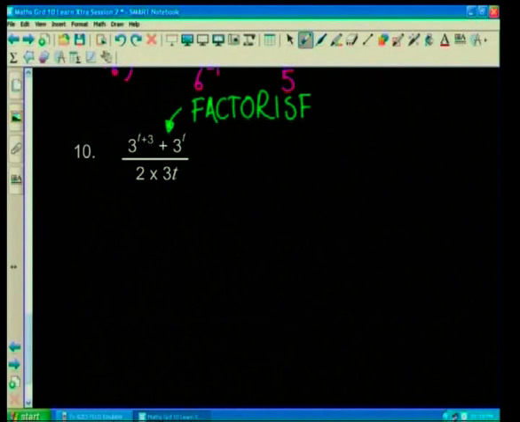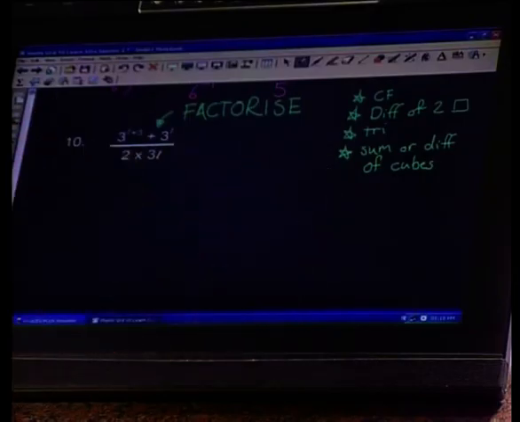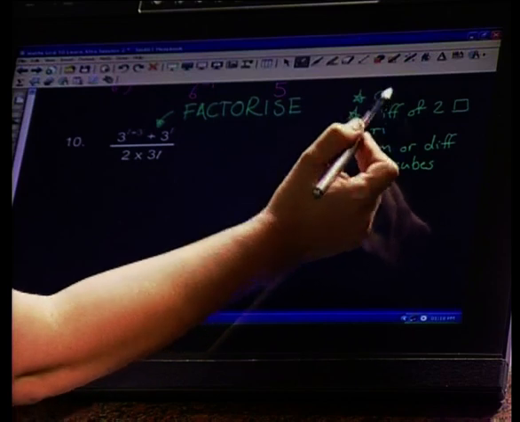Okay. Our choices for factorizing are to find a common factor, to do a difference of two squares, or to do a trinomial. We could also do a difference of two cubes. So a trinomial, and then we have our sum or difference of two cubes. So those are our options. And you should always start at the top of the list and then go down choosing which one you're going to do. So let's see first if we have a common factor.